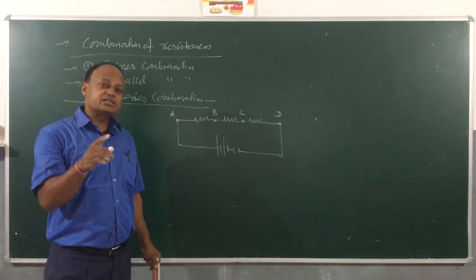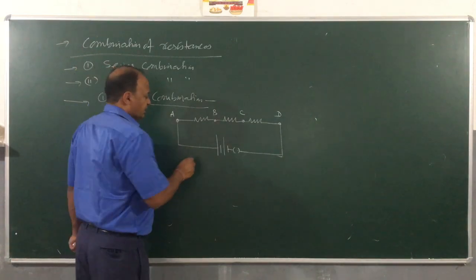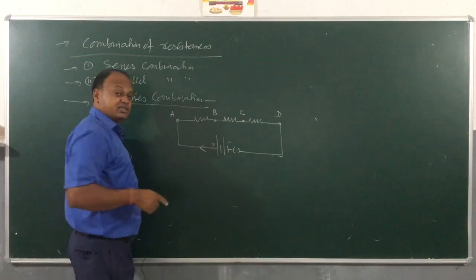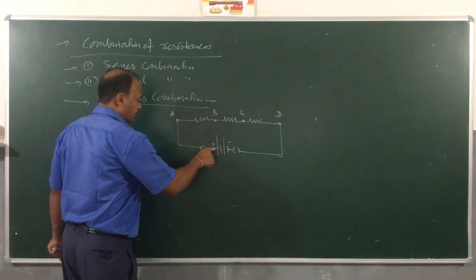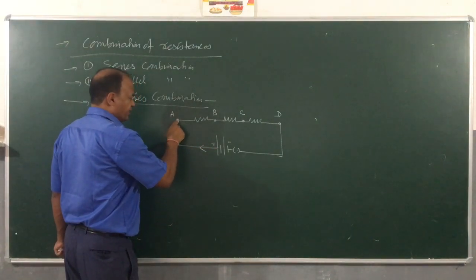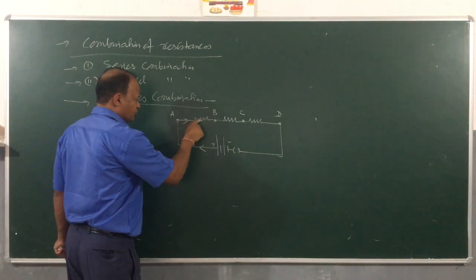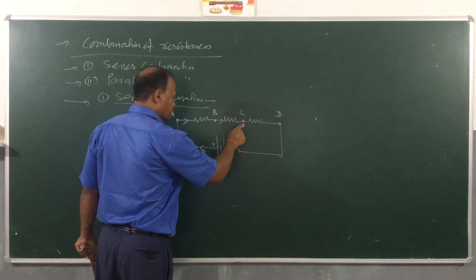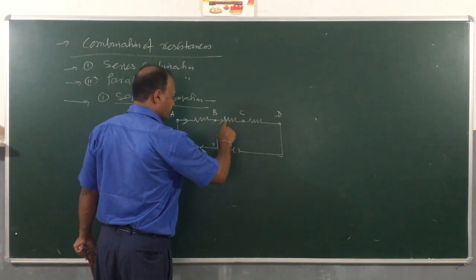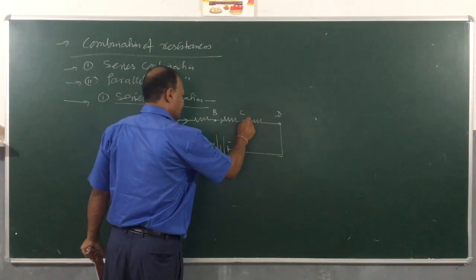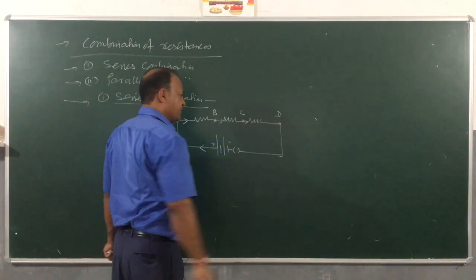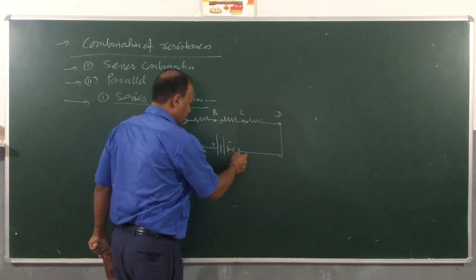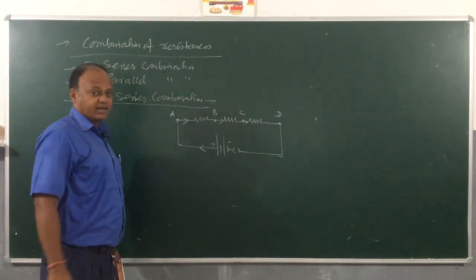Now, the interesting thing is that current will travel from the positive terminal of the battery. Let us trace the direction of current. The current is traveling from here, comes to point A. You can see it passes through B. The same current passes through the other resistance between B and C, and yet again the same current passes through C and D, and it will come back into the negative terminal of the battery.